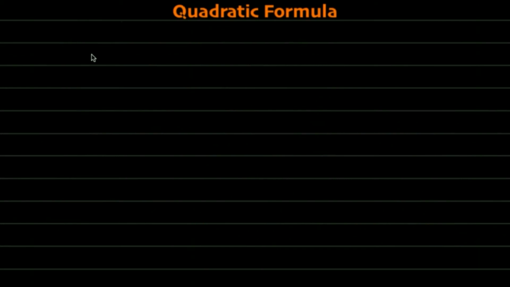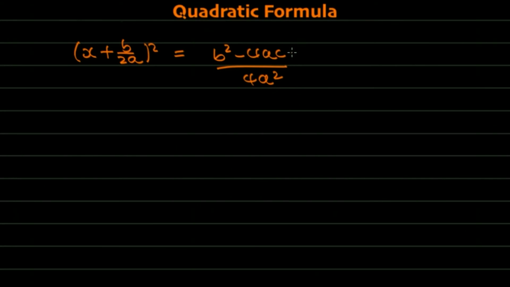So we've now shown that (x plus b over 2a) squared is equal to b squared minus 4ac all over 4a squared. And at this point we can square root both sides so that on the left the square is going to cancel the square root, and on the right we're going to have a positive and negative square root.